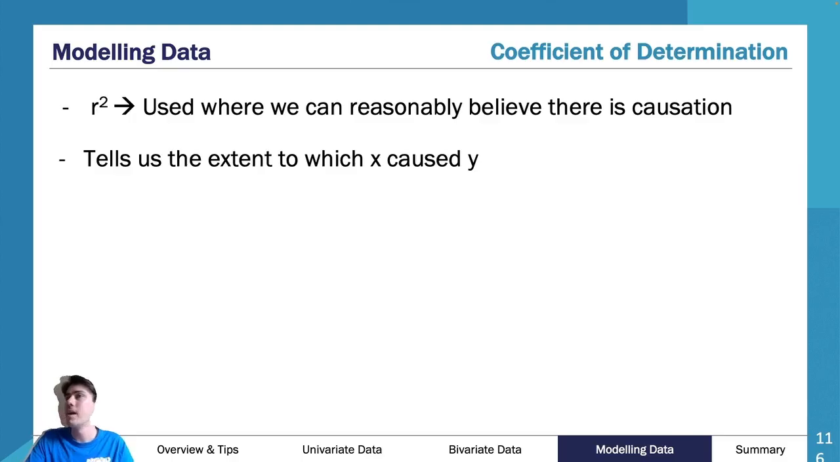Now, what about your R squared? You've probably heard of R squared before, undoubtedly. You would have gone through R squared in year 11. But R squared is used when we can reasonably believe there is causation. Now, we didn't go through causation and correlation because that's actually been removed, but we still go through R squared. So R squared tells us the extent to which X caused Y.